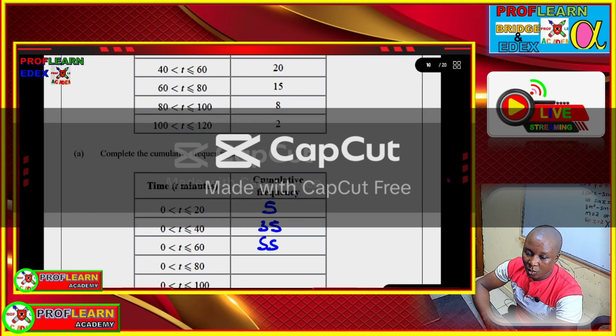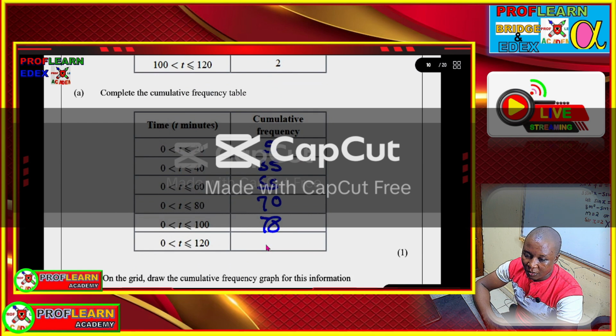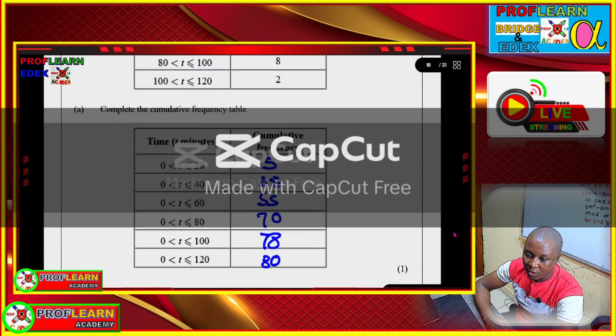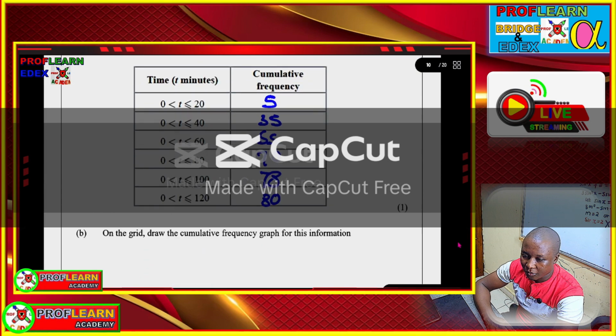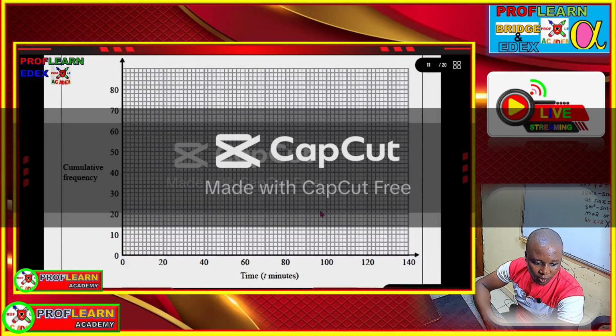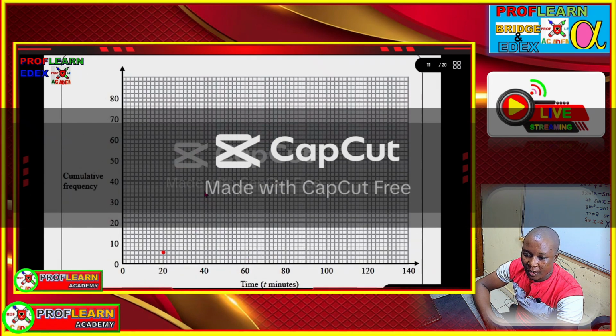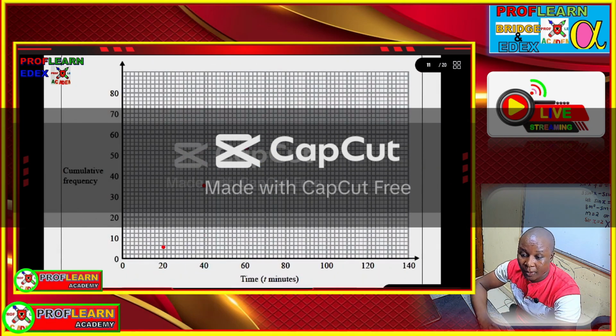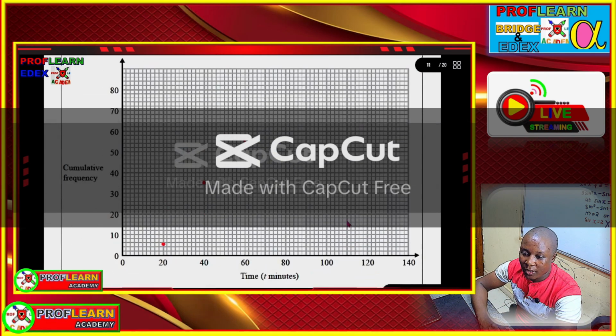In order to work out the cumulative frequency, remember we start with 5, plus this other part here, and we are going to have a cumulative frequency there. Once you have completed the table for the cumulative frequency, you can plot the points on the graph, ensuring that all the points are properly plotted. Then we draw the curve passing through all those points.